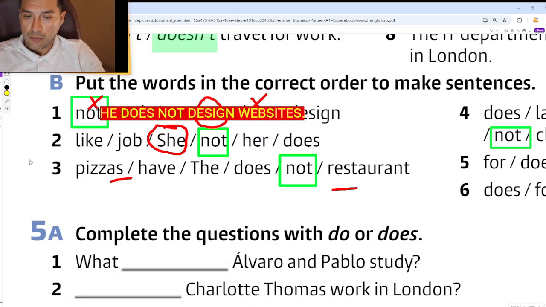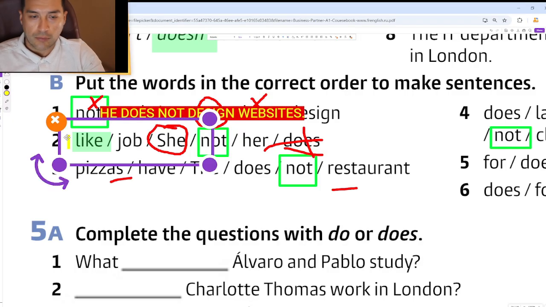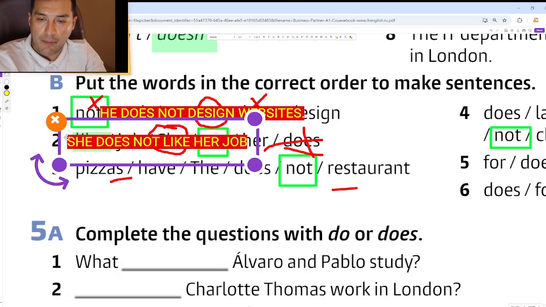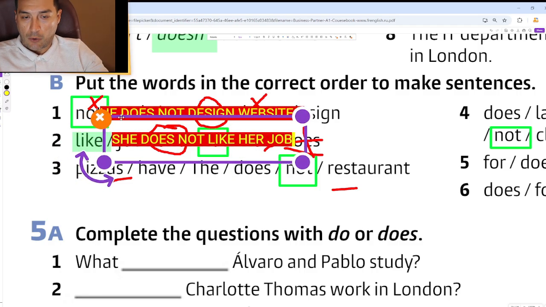Next, number 2, she. She does not like her job. After not, we need the verb. Like. Number 2. She does not like her job. We have to use all the words available.